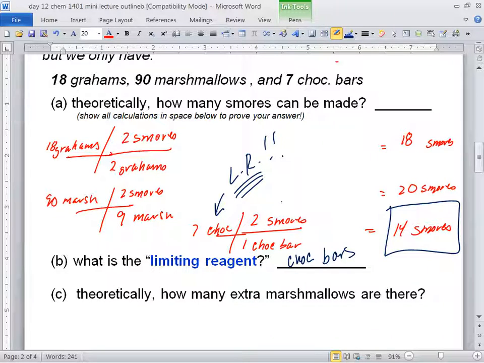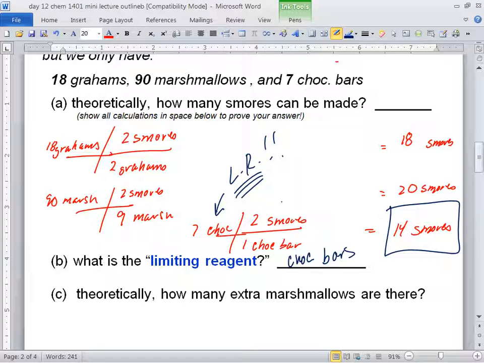Theoretically, how many extra marshmallows are there? Kenneth, how would you handle that issue? Theoretically, how many extra marshmallows are there? Multiply the number of marshmallows that is needed to make 2 s'mores, and multiply that by 7. Then you subtract that from the marshmallows you have, so 90 minus 63. So you came up with an answer of? 27. He says come up with an answer of 27. Right? I don't know. For me, I pretty much have to do this ratio thing. Because it's so much easier. I don't know, he might be right. Remember that number, Kenneth?